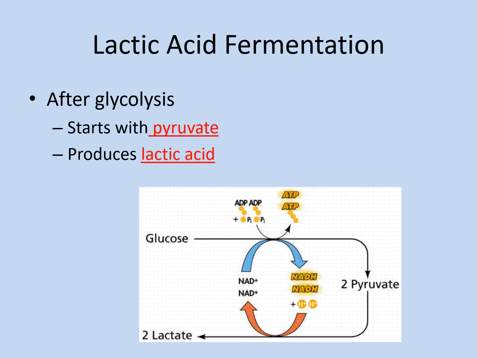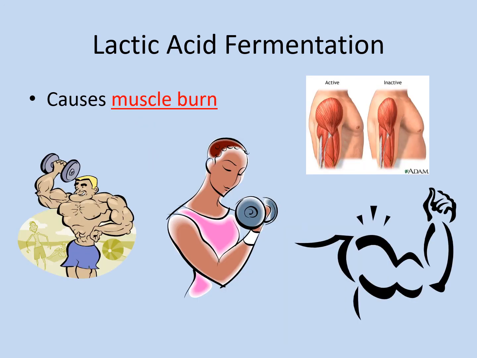So in this case, after glycolysis, we're still going to have pyruvate, but this time we're going to have lactic acid. We're also going to make carbon dioxide, and we're also going to make 2 molecules of ATP. So we get 2 molecules of ATP in glycolysis. We get 2 molecules of ATP in lactic acid fermentation. So again, a net of 4 molecules of ATP. And like I mentioned, this is what causes the muscle burn.